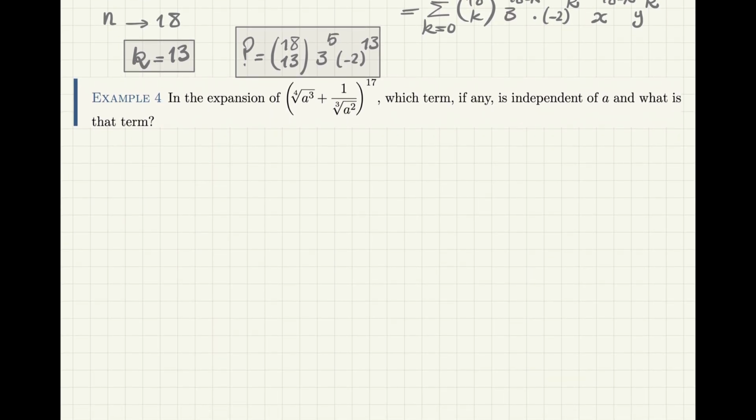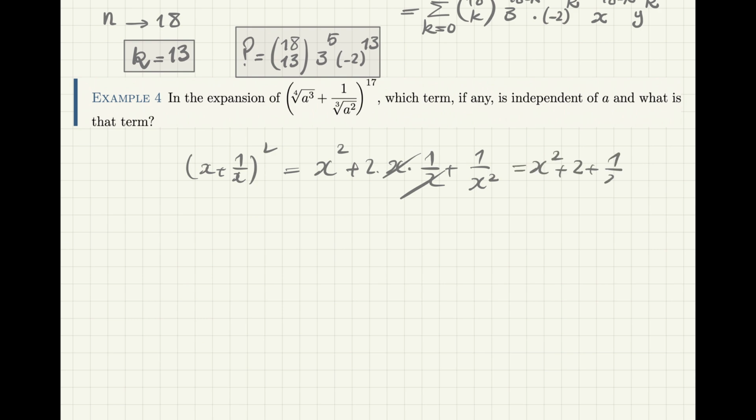Okay, so let me try to solve the other problem here. In the expansion of this, which term, if any, is independent of a, and what is that term? Independent of a means that somehow, for some reason, a has been simplified. So if I want to write an example for you, let me write something to power 2, for example. If I ask you using your Math 1C knowledge, expand this, it becomes the first one squared, 2 times the first one times the second one, and the second one squared. So you see that after simplification, what is left is x squared plus 2 plus 1 over x squared. And now I would say the middle term is independent of x. There is no x involved in the middle term.